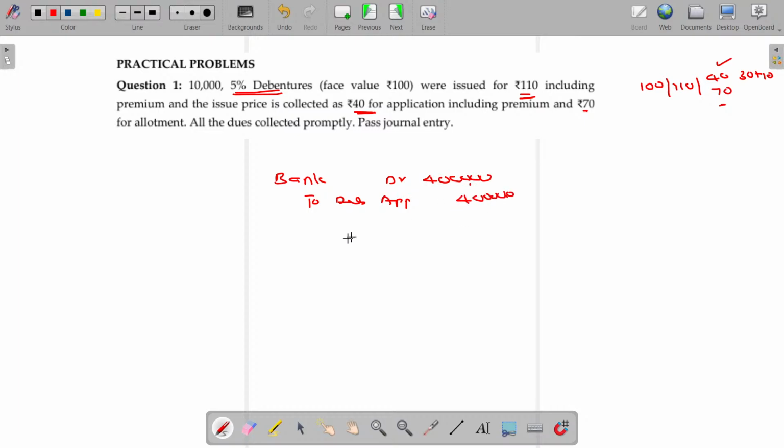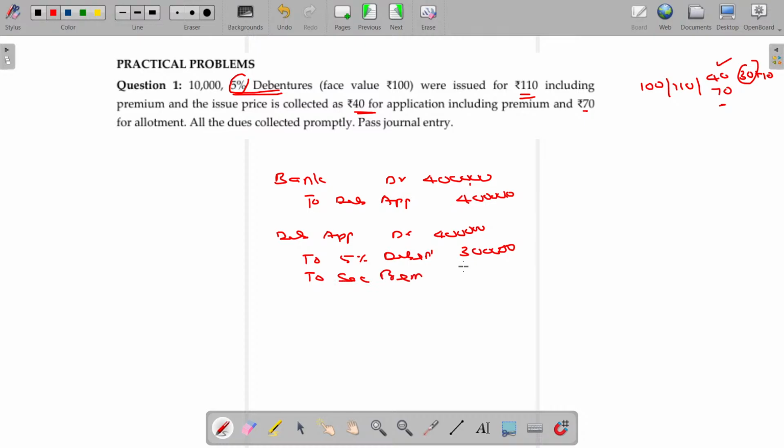The next entry being it is transferred to debenture. So debenture application account debit to 5% debenture. Better you use the rate of debenture as a prefix to the debenture. The value is 4 lakhs. But for the debenture, it is only 30 rupees, right? So 30 into 10,000, 3 lakhs. Another 1 lakh will be named as the securities premium.